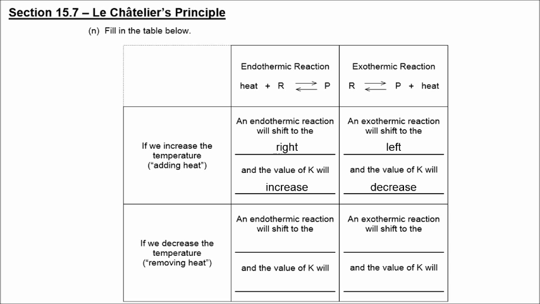What about removing heat or lowering the temperature? Well, if you remove heat or lower the temperature, an endothermic reaction will shift toward the left, and K decreases. And if you remove heat from an exothermic reaction, it will shift toward the right, and K will increase. So this table is a nice summary of the various directions of shift for endothermic and exothermic reactions involving temperature changes.